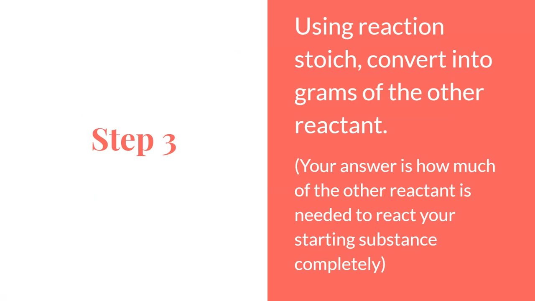The next step is going to be to use reaction stoich to convert from grams of chlorine gas into grams of our other reactant, which in this case is sodium. Your answer, remember, is how much sodium you need in order to react all of your starting substance. So whatever answer you get out is how much sodium you need to react all of the chlorine gas completely. So why don't you pause the video, go through the reaction stoich, find out how much sodium you need to react all of the chlorine gas. Hit play when you're finished.